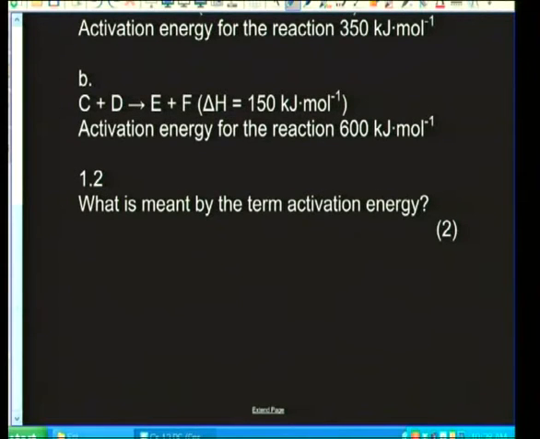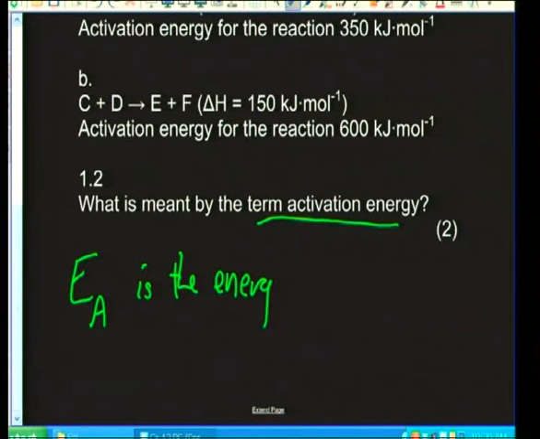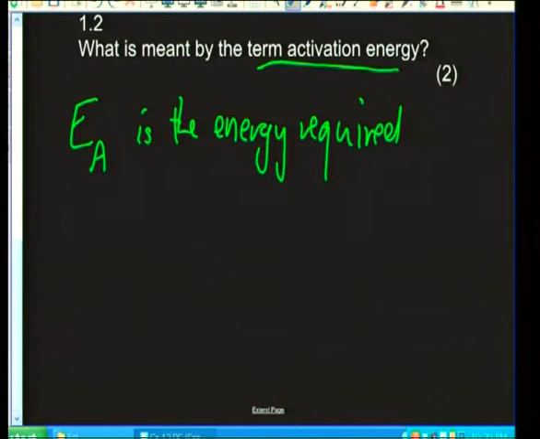And they've asked the question about what is meant by the term activation energy. Really important that you don't get confused between activation energy, the EA, and the delta H. Activation energy is the energy required to start a reaction.